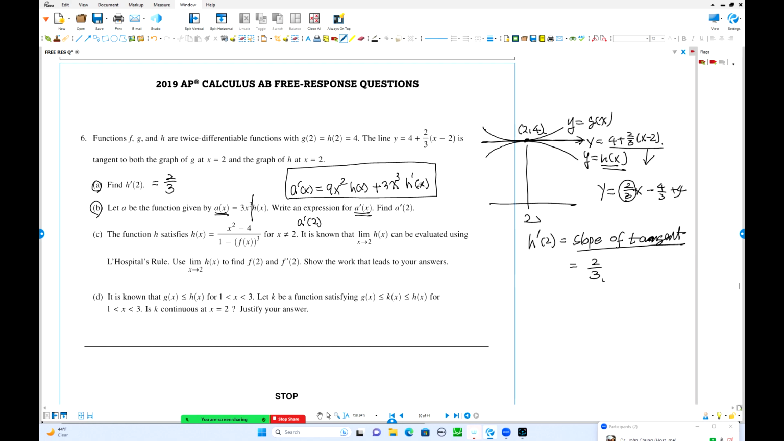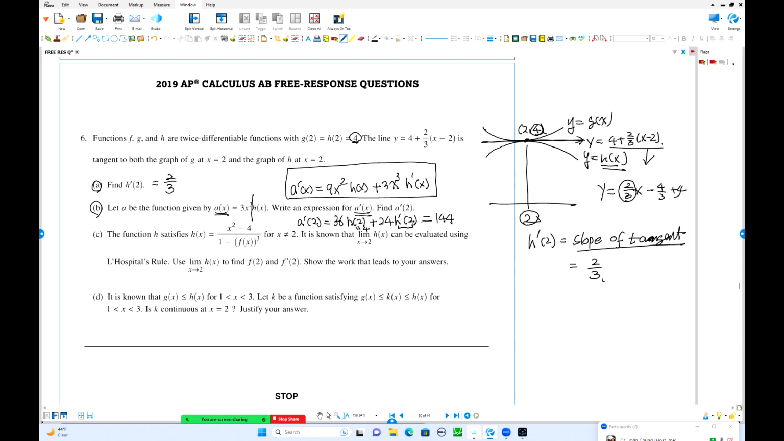The next one is to find the derivative at x equals 2. Now that is clear: we evaluate h prime of 2. Put the number 2 there. 9 times 2 squared is 36, times h of 2, plus 3 times 2 cubed, which is 24, times h prime of 2. Now can you find h of 2? When x is 2, h is still 4, right? So this is 36 times 4, which is 144, because h of 2 equals 4.